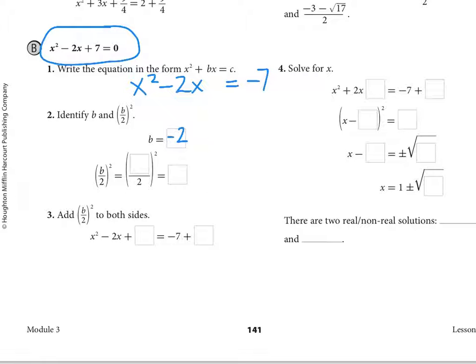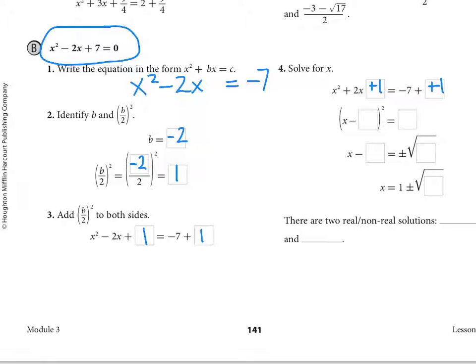We take that b, we divide it by 2, and we square it. I'm going to go ahead and simplify the fraction, which gives me negative 1, and you square it and you get 1. So we're going to add that 1 to both sides. And then continuing in the next column, we have x squared plus 2x plus 1 equals negative 7 plus 1. So I'm just carrying that over.